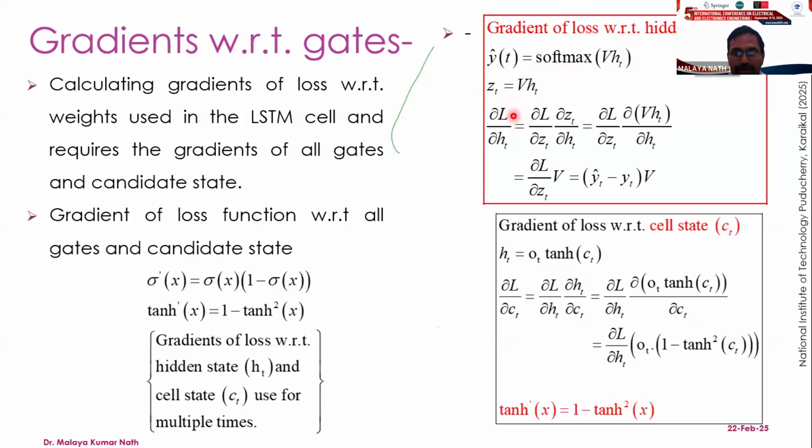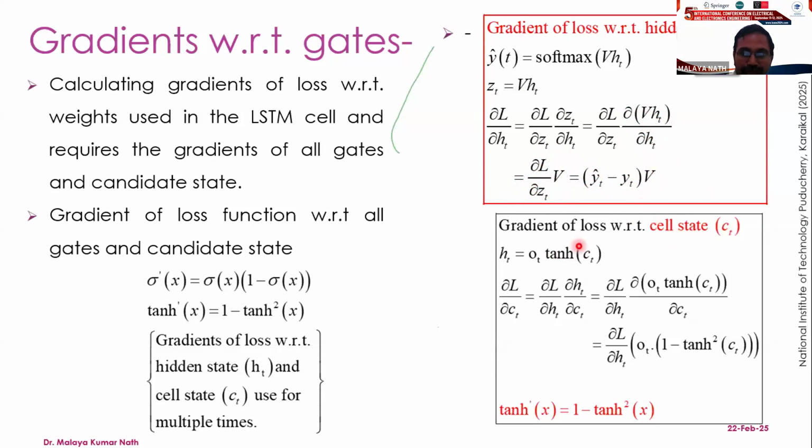We have to compute the derivative of the loss with respect to ht. If we apply the chain rule, it is del L by del zt times the derivative of zt with respect to ht. Substituting zt as V ht, the derivative of V ht with respect to ht gives V. In yesterday's discussion, we calculated the derivative of loss with respect to zt: that is y prediction minus y actual, the output prediction minus output actual, times V.